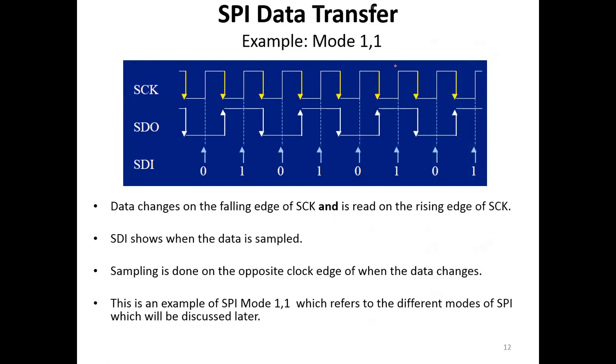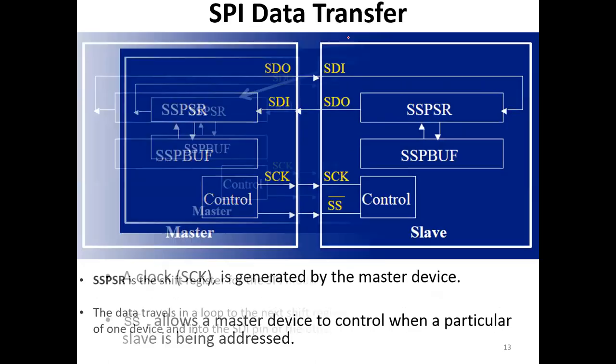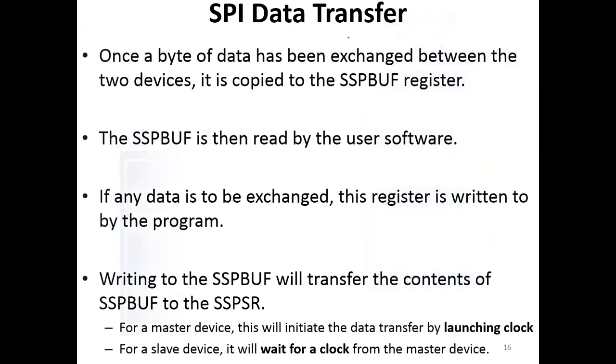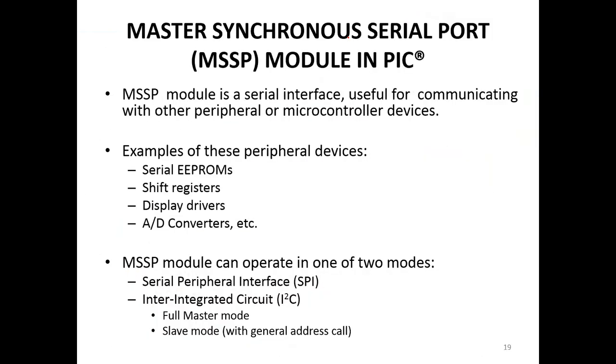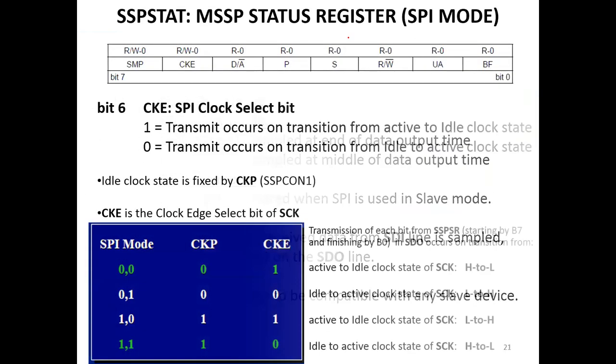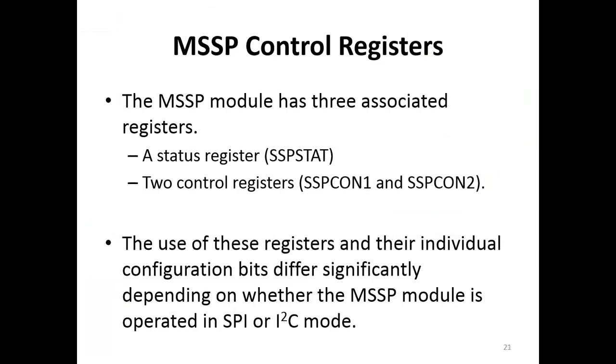For the mode, we have seen that we have 4 modes of the SPI, and these are related to the clock. We have 4 clock modes. We have seen the 4 clock modes previously. This is the table.